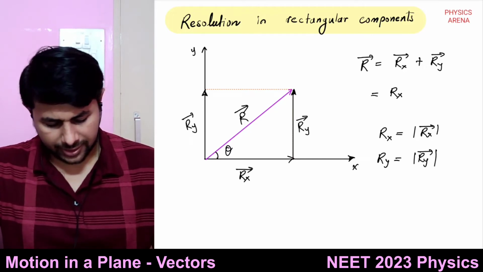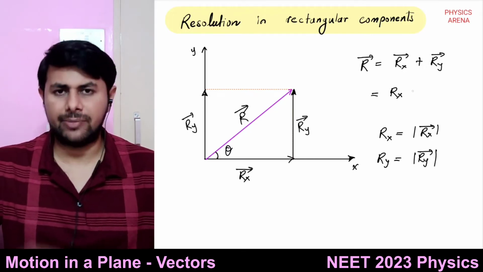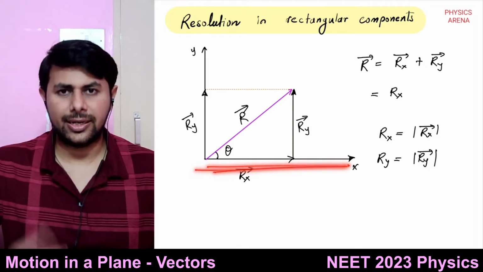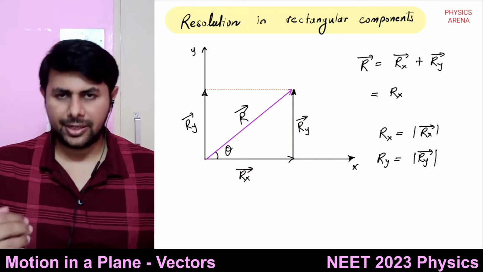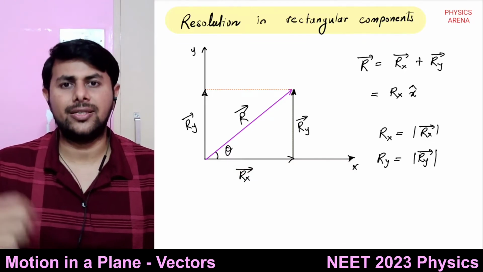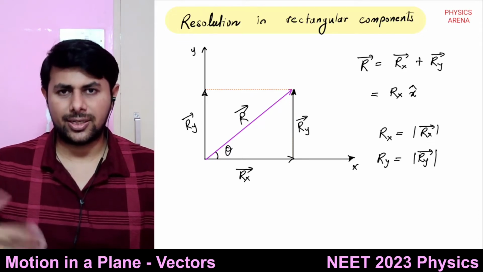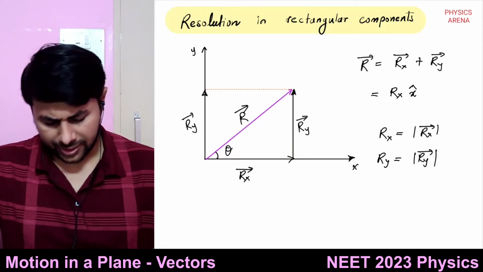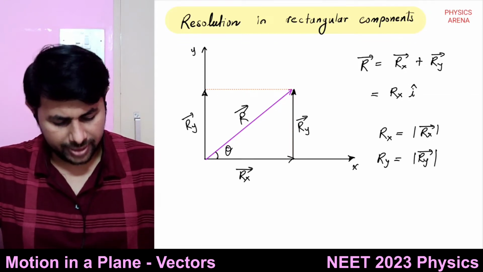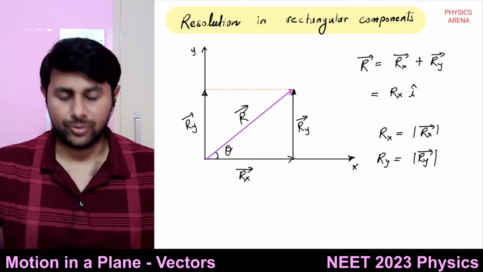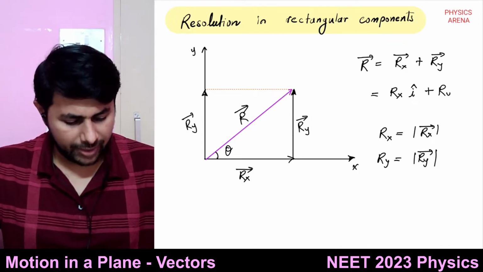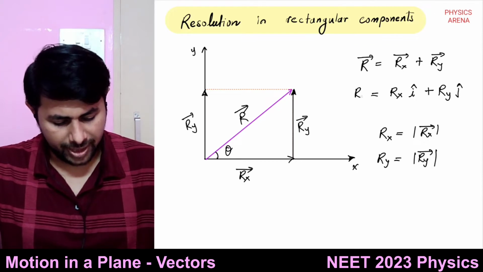Okay. So I can write this as Rx multiplied by the unit vector in this direction. Which direction is this? X direction. So the unit vector in X direction, you can write it as X cap or you can write it as I cap. So it is generally called I cap. Okay, so I will use that notation. I will call it I cap, but sometimes it can be written as X cap too. So it is Rx multiplied by I cap plus Ry multiplied by J cap. This is my R bar.